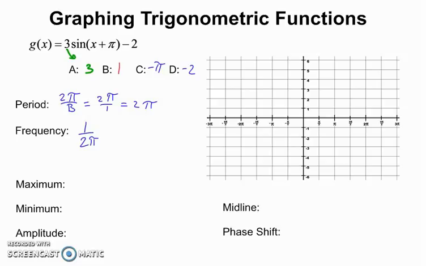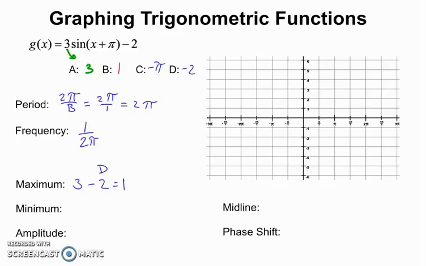Maximum would be your highest value. So the 3 out in front, your a value, controls the maximum. But our graph shifts down at the same time, so we're going to be going up 3, or have a maximum of 3, but we're down 2 to begin with. So our maximum is going to be at 1. Okay, and I know this because d is negative 2.